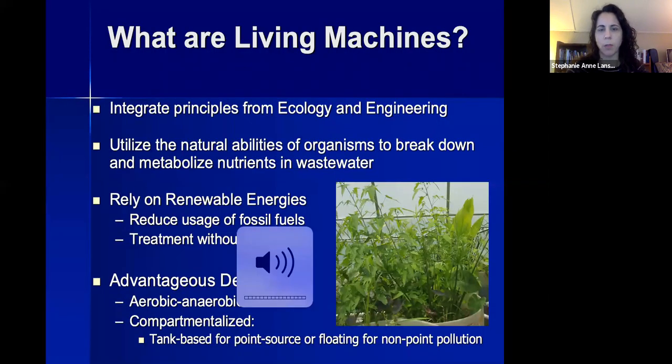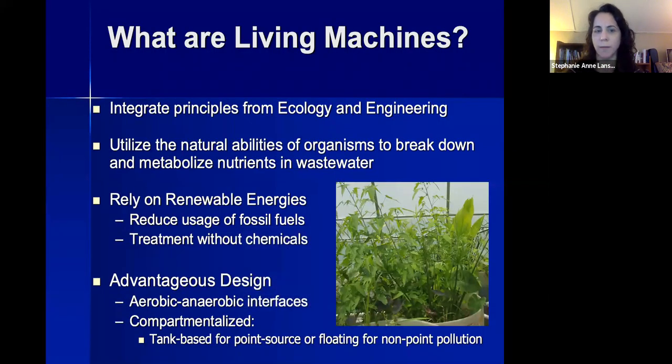So we're going to talk about living machines. So what are living machines? They basically integrate principles from both ecology and engineering, and they utilize the natural abilities of organisms to break down and metabolize nutrients in wastewater, as well as carbon. So they rely on renewable energies, not exclusively, but they do reduce the amount of fossil fuels that you would use compared to traditional wastewater treatment.